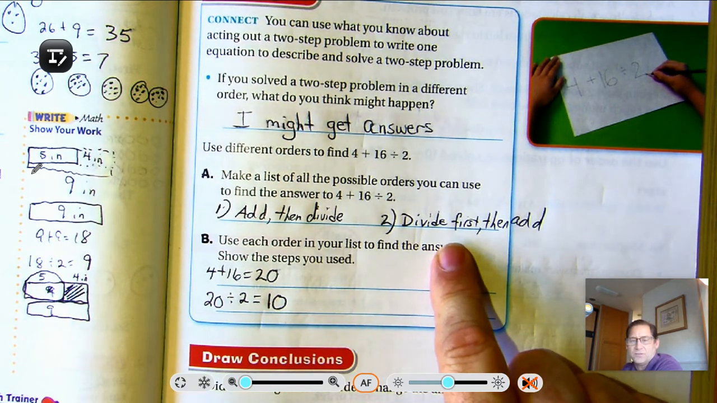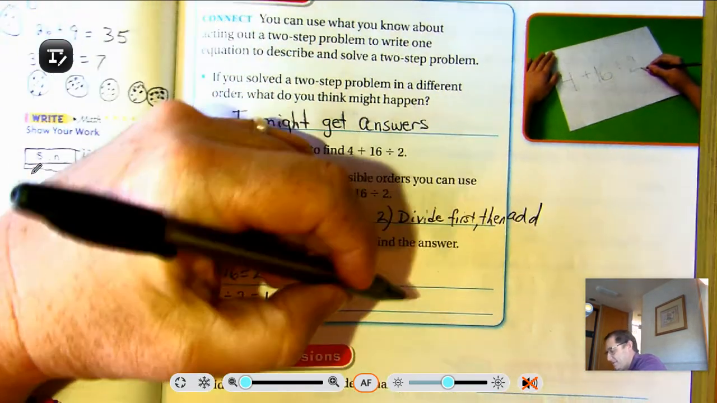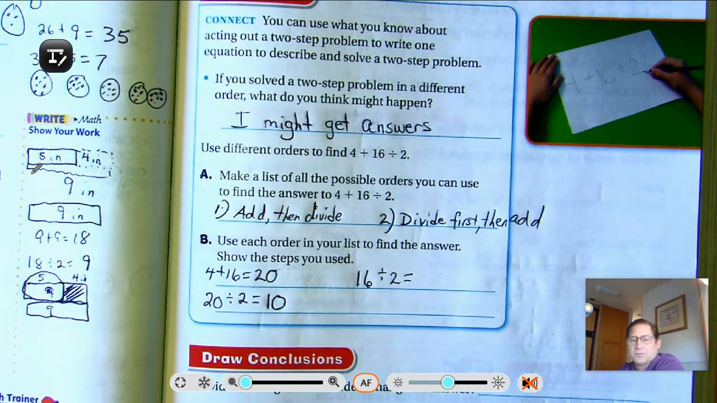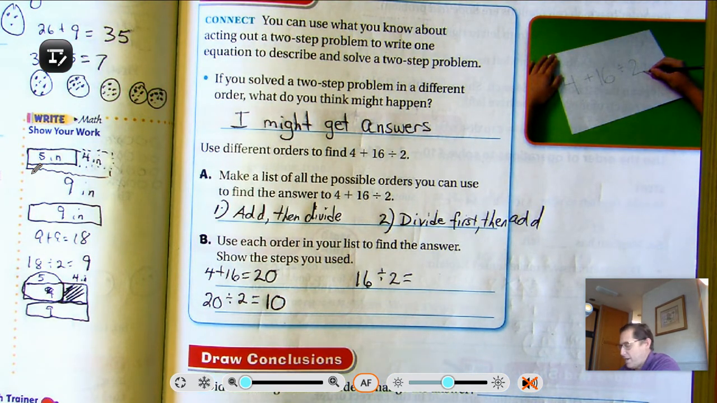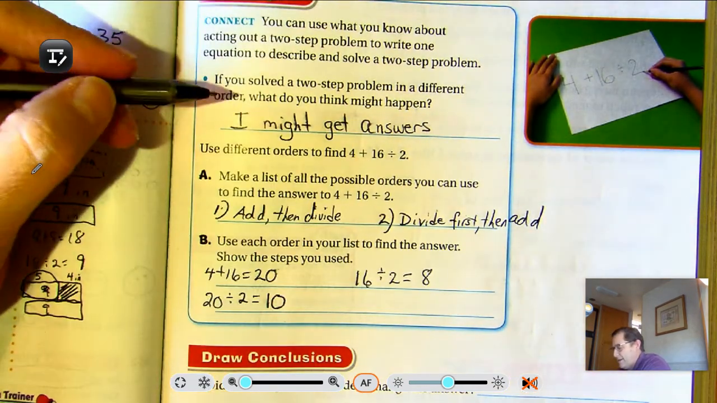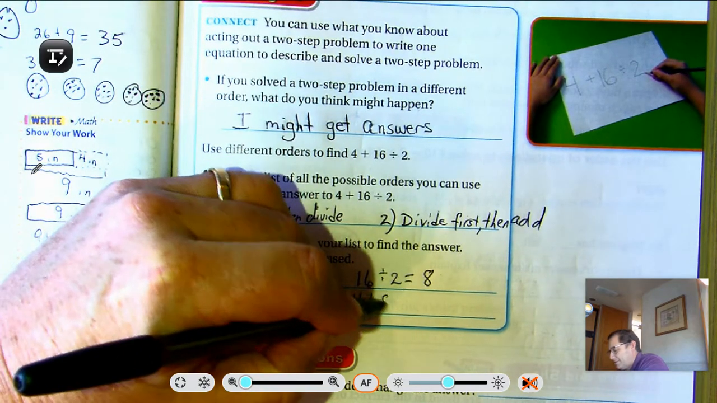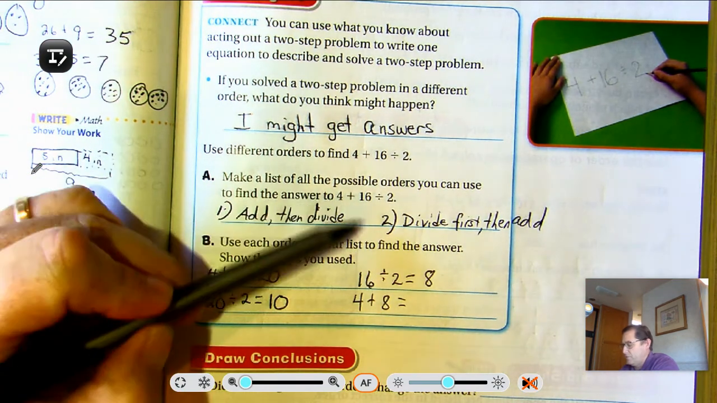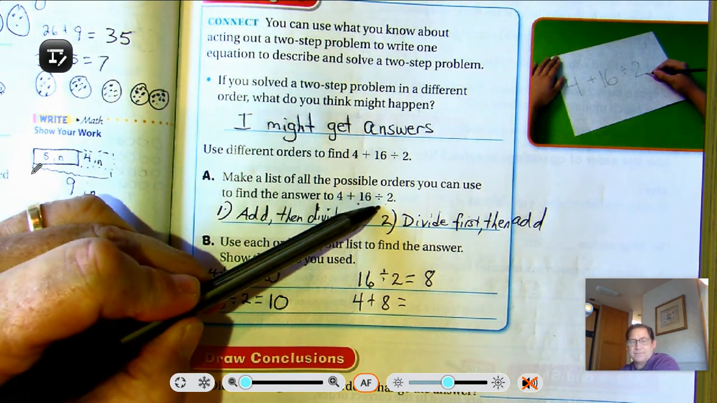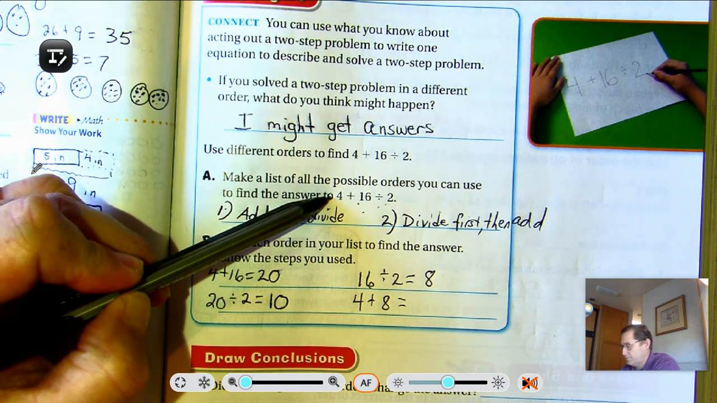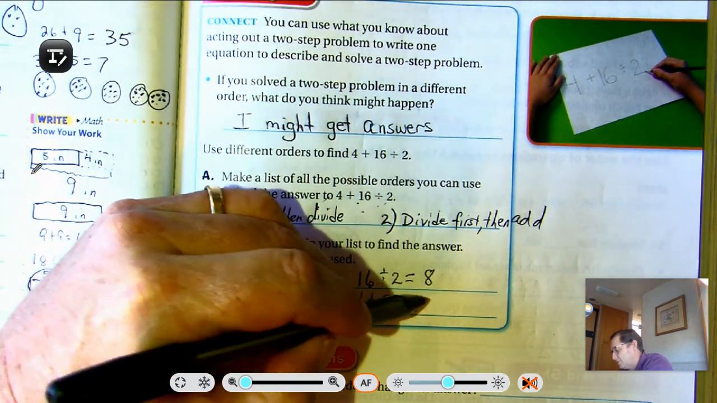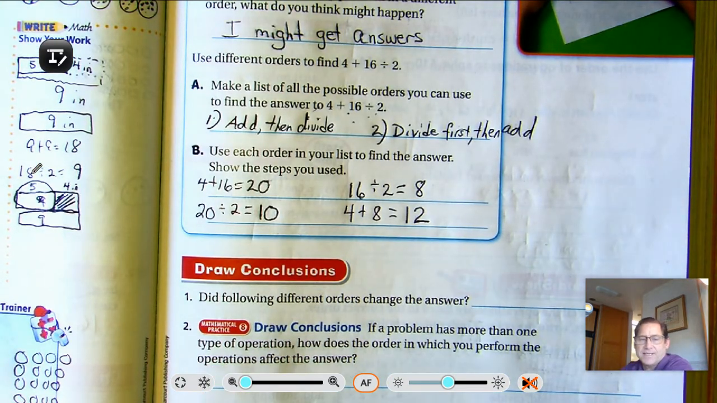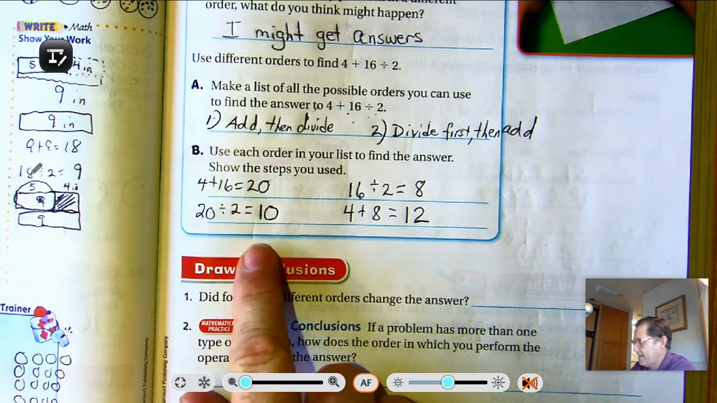Second, let's divide first, then add. Divide first. So 16 divided by 2. 2 times what is 16? 8. All right. And now let's add 4 plus 8. Okay. So we divided first. 16 divided by 2 is 8. And we still have to add the 4. So 8 plus 4 is 12. Did following different orders change the answer? Well, yeah, I got 10 and I got 12.